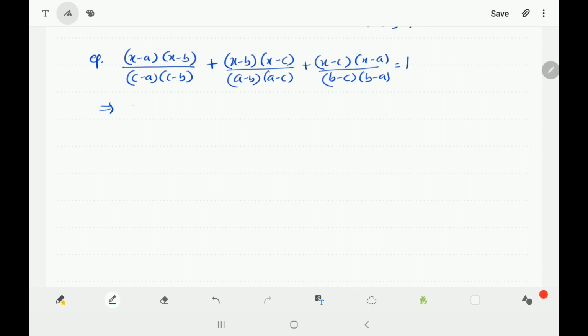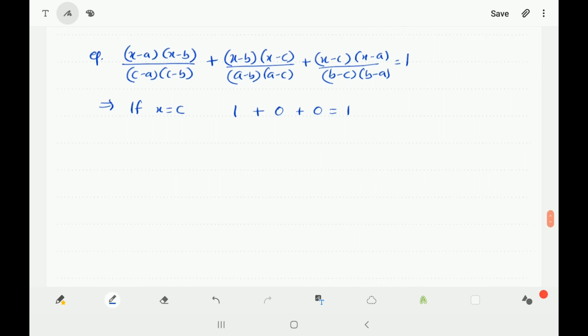Now if I put x equal to c, see what will happen. The first term will become (c − a)(c − b) upon (c − a)(c − b), which is 1. The second term will become c − c, which is 0. The third term will become c − c, which is 0. So 1 is equal to 1. Because the left hand side is equal to the right hand side and x equal to c is satisfying this equation, hence x equal to c is a root of this equation. So we have found the first root, which is c.